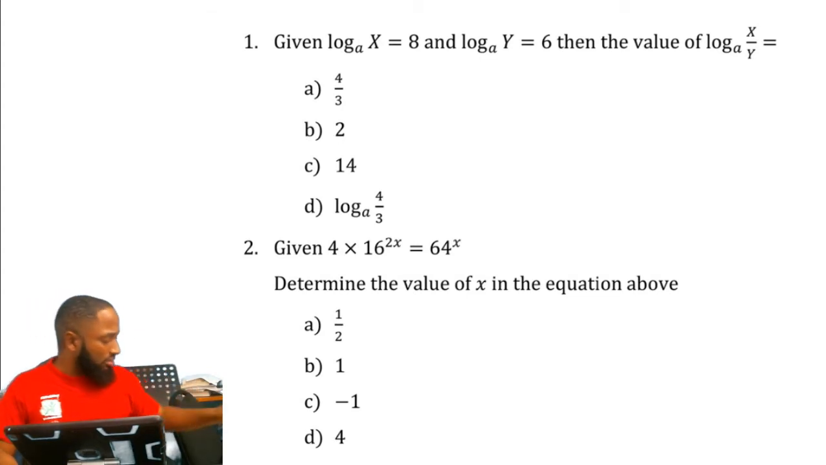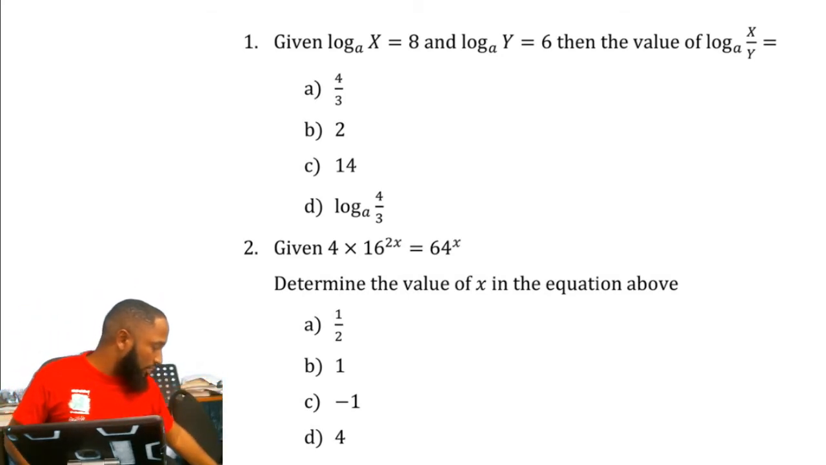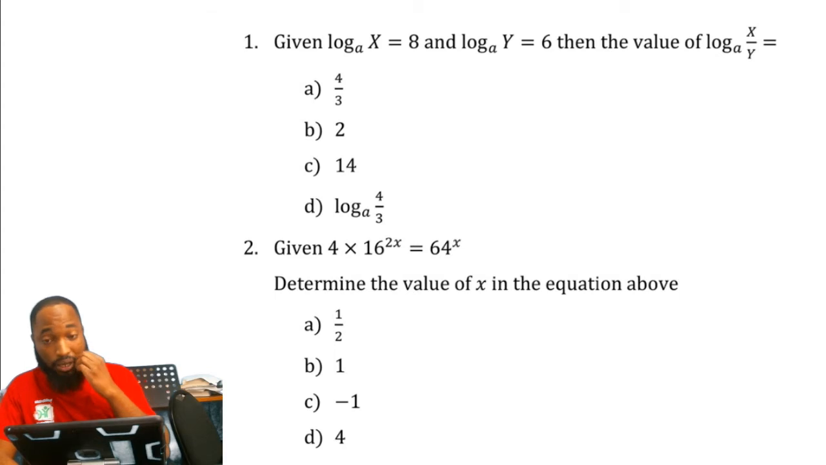Check your textbook. A lot of students use this textbook. You could go through that textbook, go through the whole logs chapter and do as many questions as possible. It will help in your multiple choice.